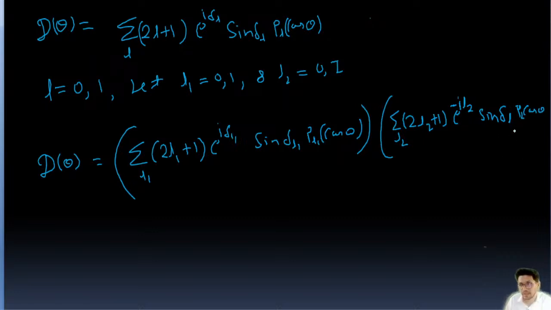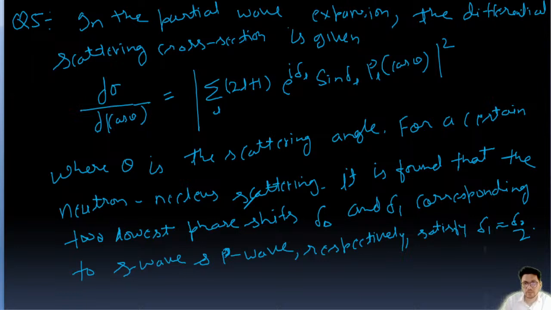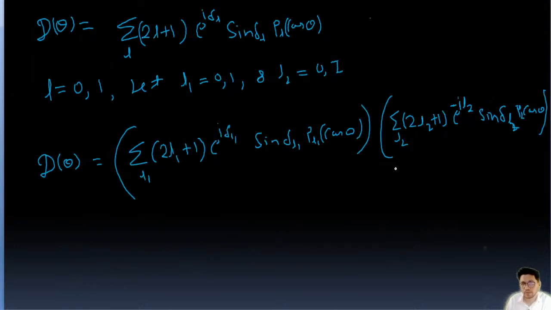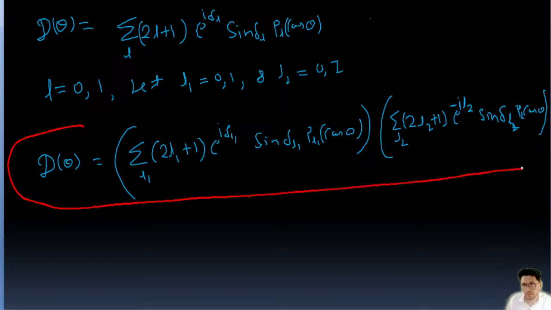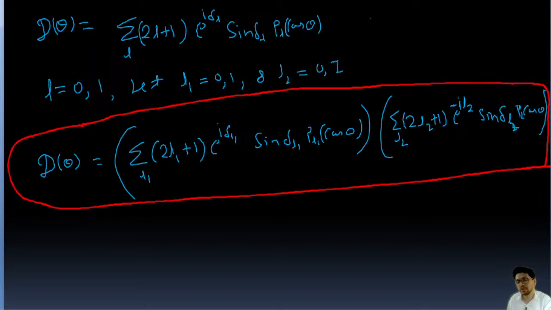Very important step, guys. We have been given this differential cross section, and d theta is going to be this. It is a very important formula you have to know. We can write the differential scattering cross section like this. We take L1 equal to 0, 1 and L2 equal to 0, 1. So this is the formula, guys.